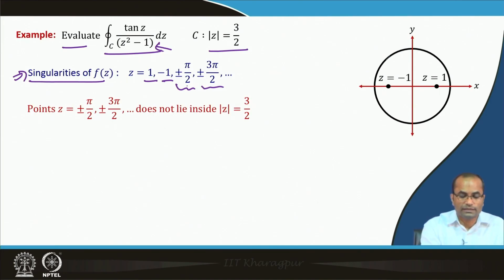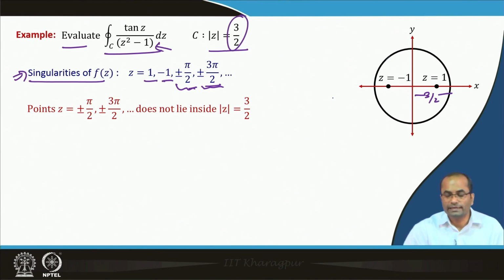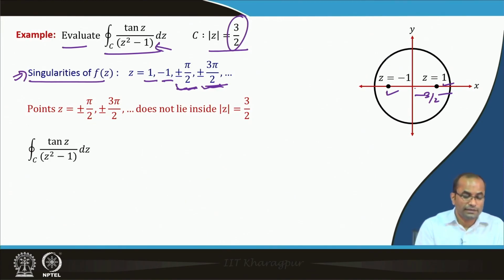Now, the radius of this circle is 3 by 2. So, only two points lie inside, that is z equal to minus 1 and z equal to plus 1. All the other points like pi by 2, which is more than 3 by 2, are outside the domain of concern, outside C. So, pi by 2 and 3 pi by 2 are not at all in the domain and not of our concern, but z equal to minus 1 and z equal to plus 1 are inside the circle C, and therefore they will be considered as the points where the function is not analytic.